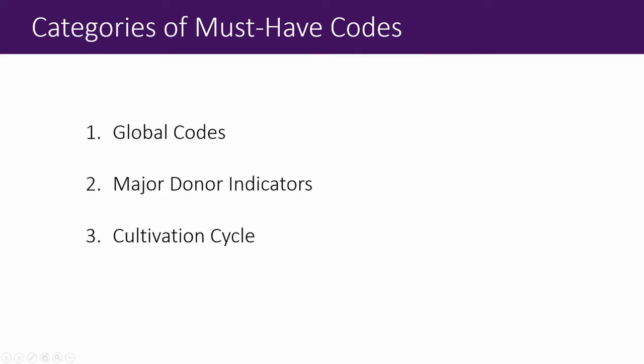You might have to customize a few, but everybody is capable of having a targeted, customized cultivation and solicitation communication program and a prospect pipeline from discovery to stewardship of gifts. So let's take a look at these magical codes. I've grouped codes into 3 functional categories: global codes, major donor indicators, and cultivation cycle codes.